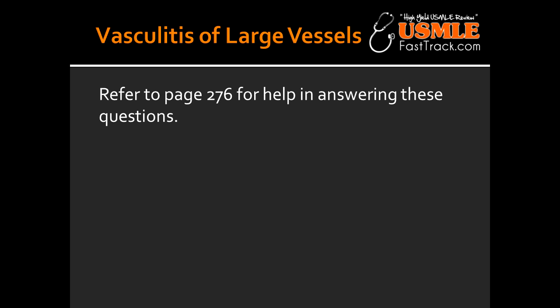Name the two vasculitis that affect large vessels. The two vasculitis that affect large vessels include temporal giant cell arteritis as well as Takayasu's arteritis. What group of patients are commonly affected with temporal giant cell arteritis? The group of patients that are most commonly affected with temporal giant cell arteritis includes elderly females.